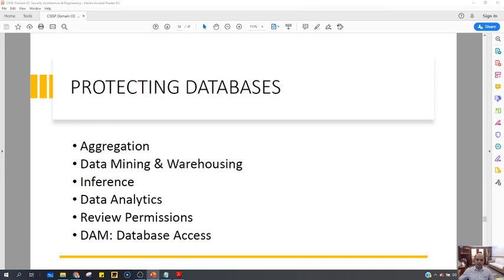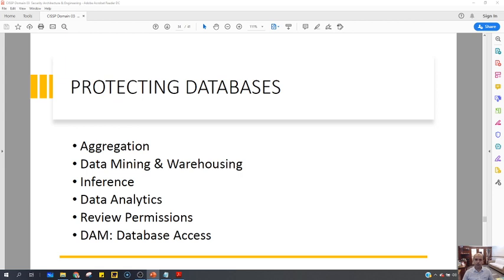Then how to protect the databases? There are some very important terms which we need to understand before that. That's aggregation, inference, data mining and warehousing, data analytics. So these are the four terms for the CISSP exam which are very important to understand. And then comes review permissions and DAM. So in total, these are the six things which are very important with respect to the CISSP exam. Normally I have seen that they ask questions within these six terms only. It means you need to understand aggregation.